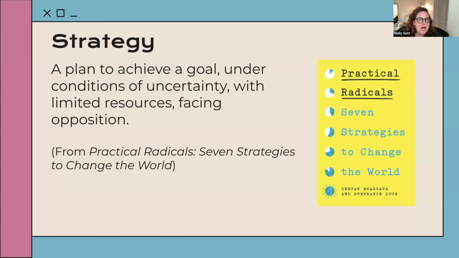This is the definition of strategy that comes from this book, Practical Radicals, 7 Strategies to Change the World, that we've been using as a little bit of a North Star in these training sessions. And the definition they share with us there is a plan to achieve a goal under conditions of uncertainty with limited resources facing opposition.